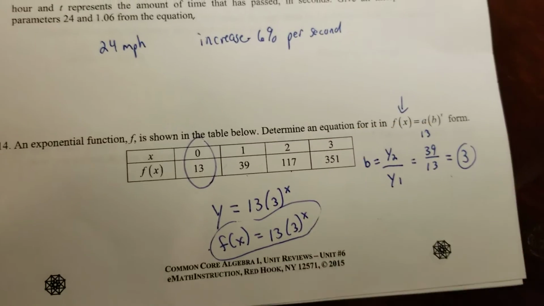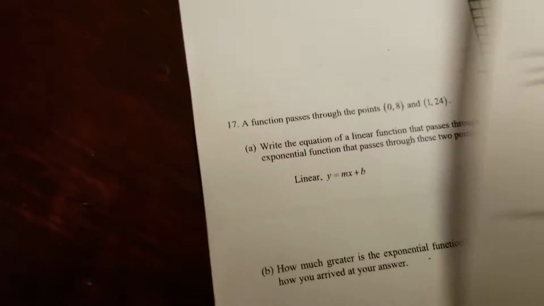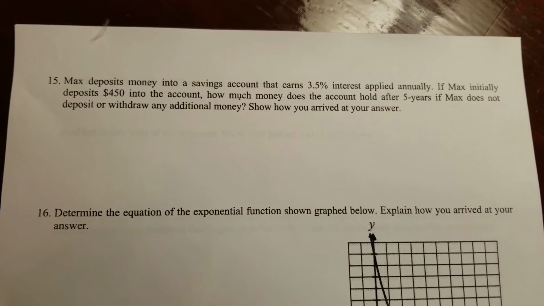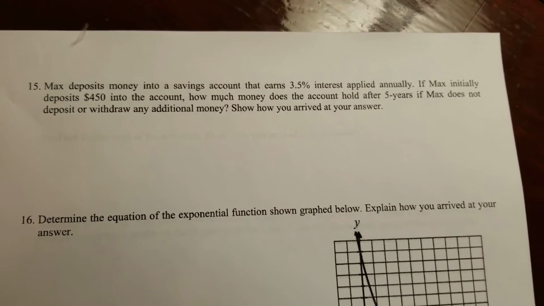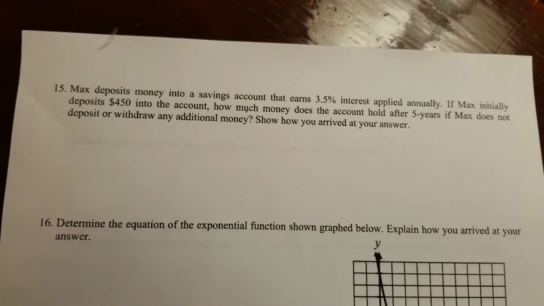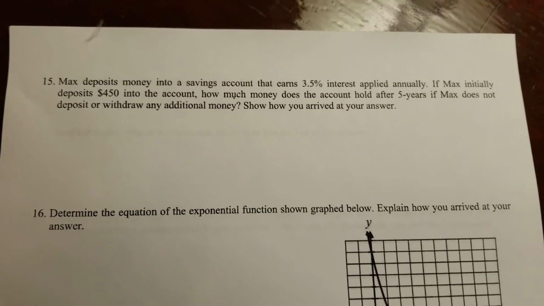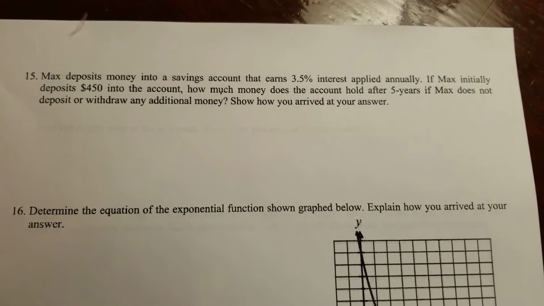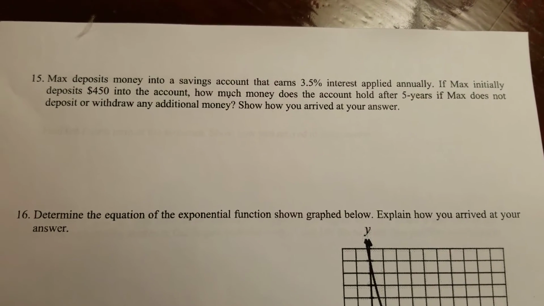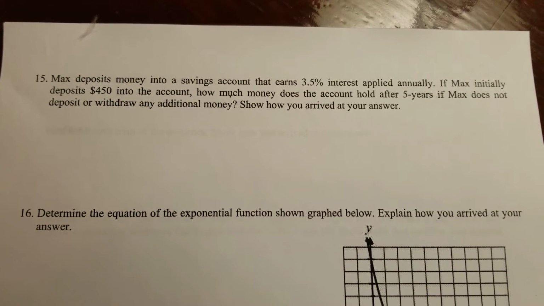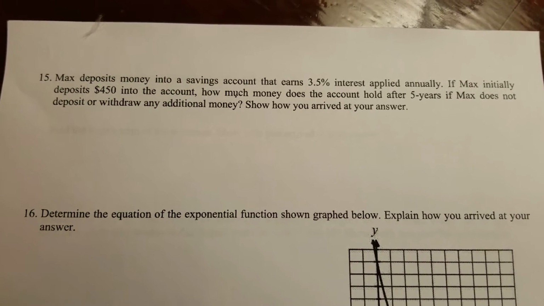Okay, let's keep going here. Max deposits money into a savings account that earns 3.5% interest applied annually. If Max initially deposits $450 into the account, how much money does the account hold after 5 years? If Max does not deposit or withdraw any additional money, show how you arrived at your answer.